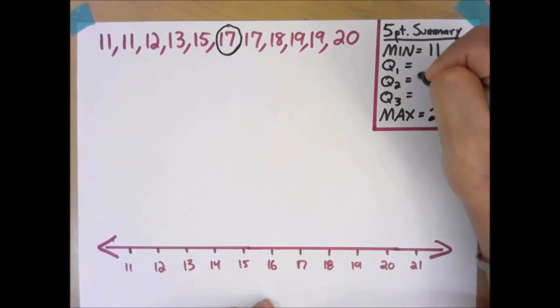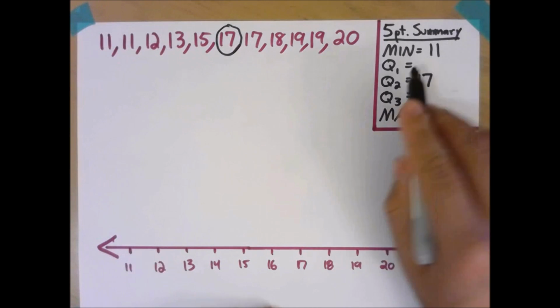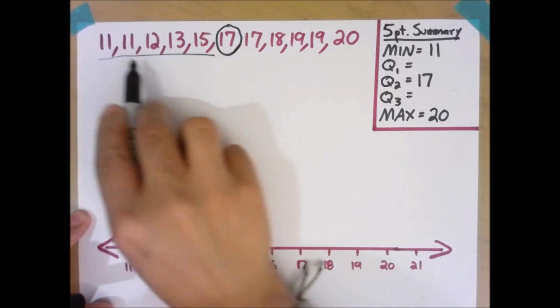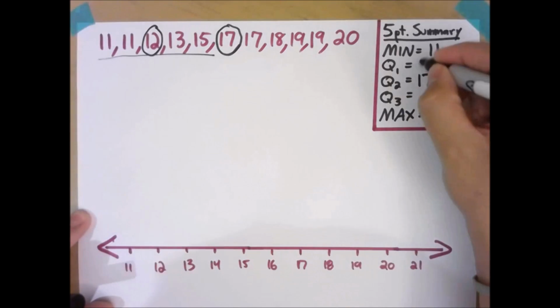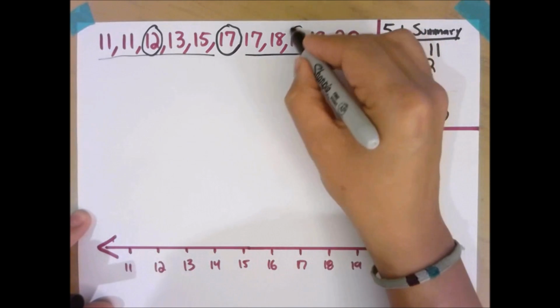Now we begin to calculate the two spots we still need to fill in. The spot right here is called Q1. It's the median of the bottom half, son. And the spot right here is called Q3. It's the top half median.